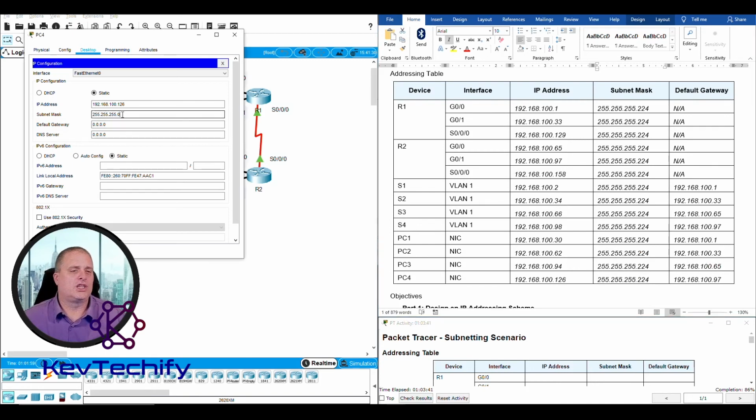255.255.255.224. We need to change the last octet from 0 to 224. Go ahead and click in a different field. That takes us up to 93% completion at that point.